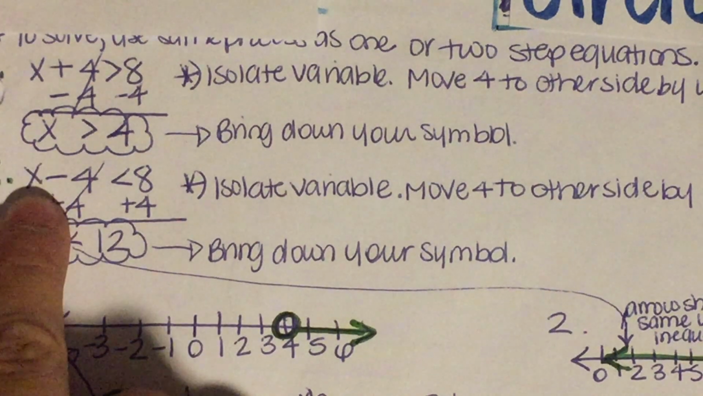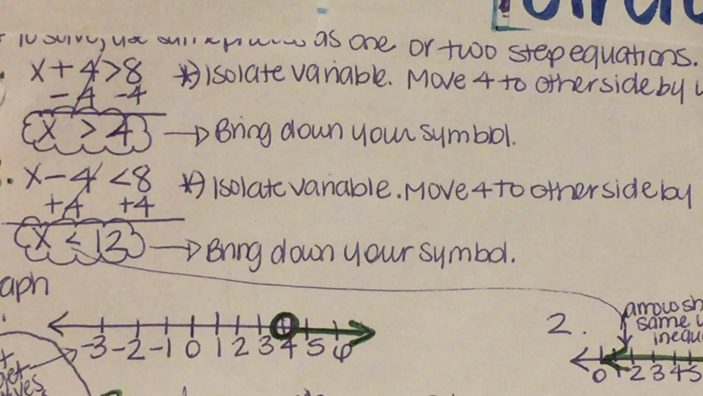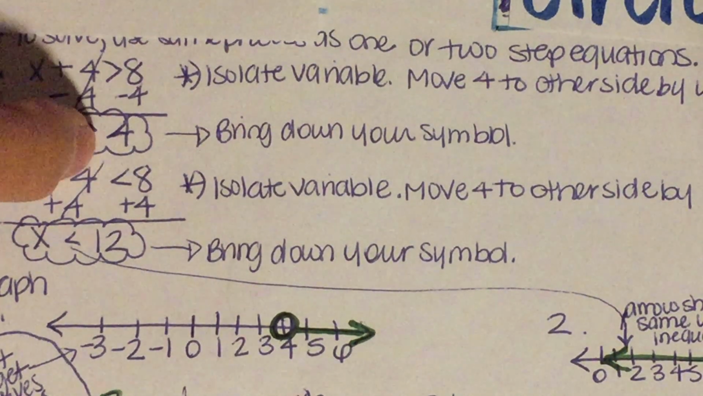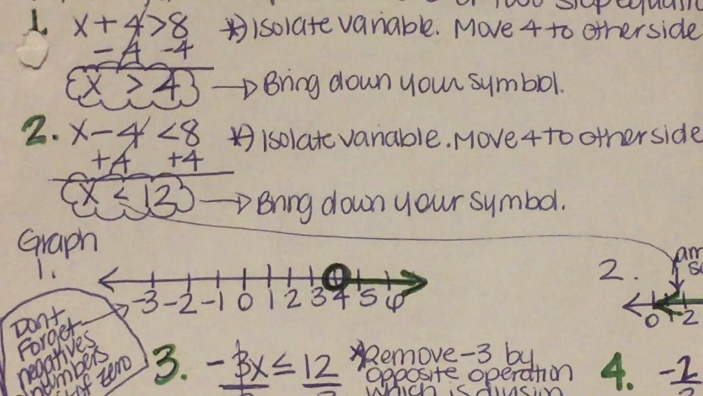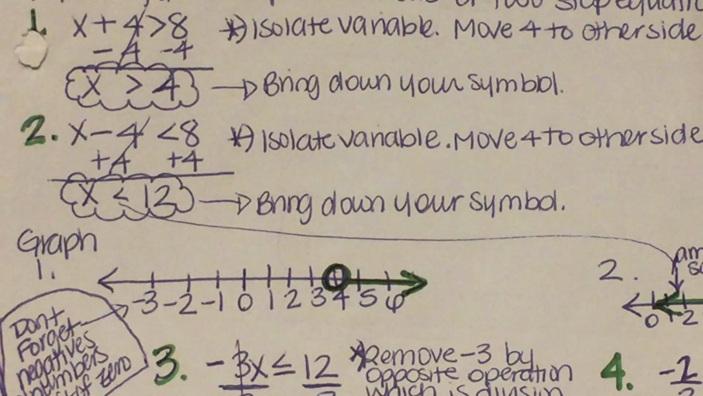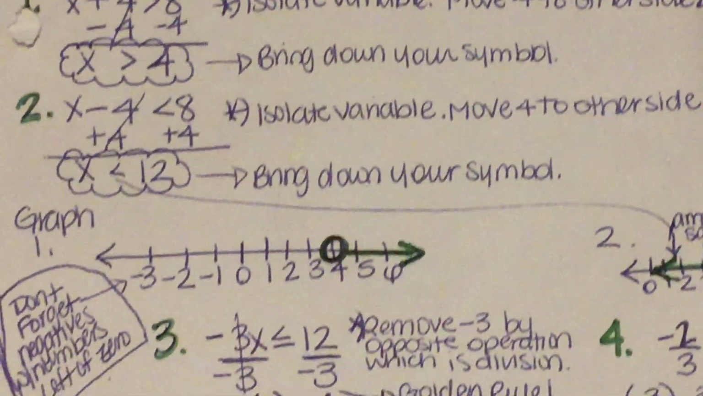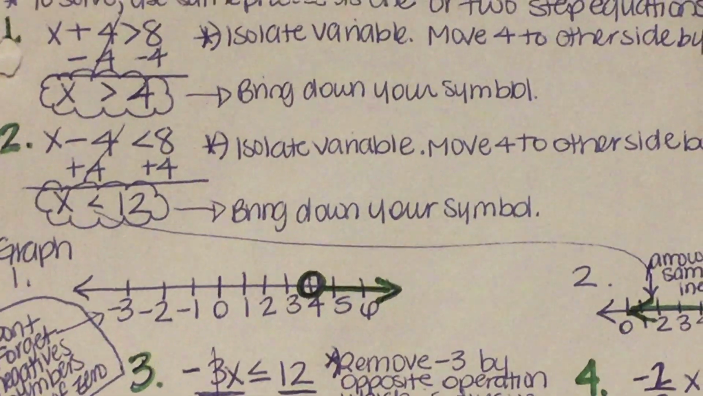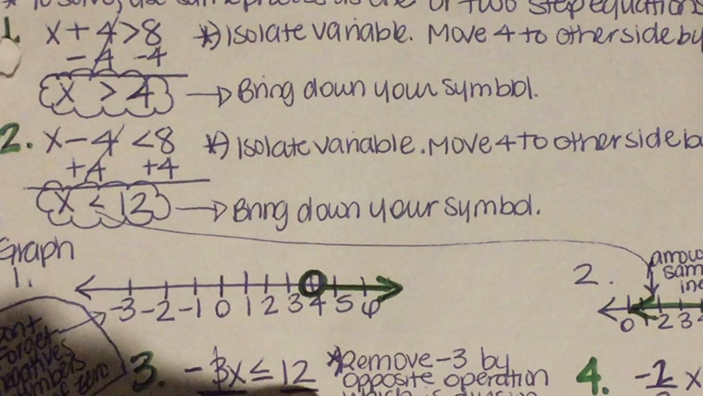Number 2, you're solving it the same way with one step. However, we start out with subtraction, which means our opposite operation will be addition. Take a look at number 3. Negative 3x is less than or equal to 12.